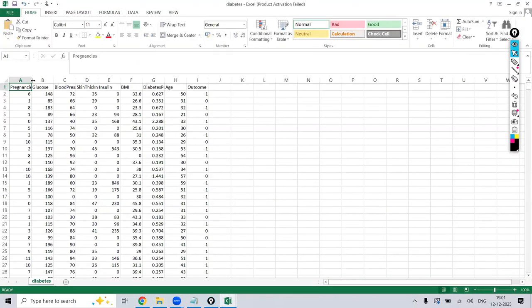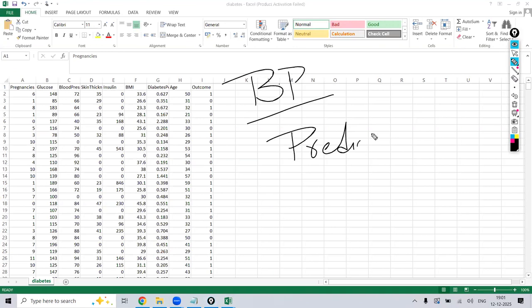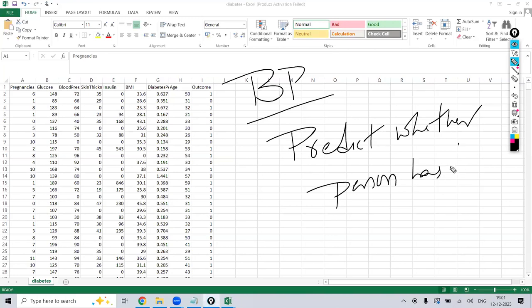So here I have to estimate. Again, don't look at the business data, the numbers, or the column names here. First, what is the business problem? The business problem is that we have to predict whether the person has diabetes or not. We have to estimate whether the person has diabetes or not. That is the business problem.